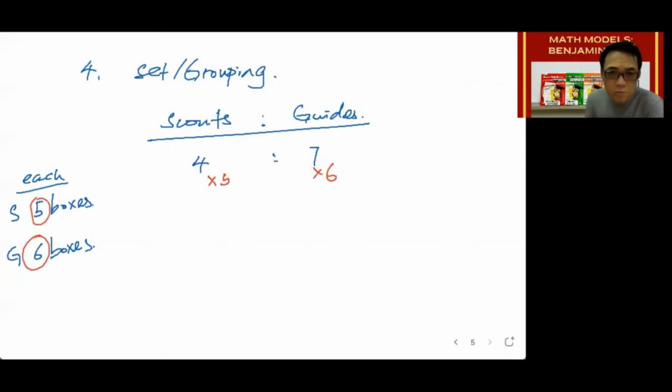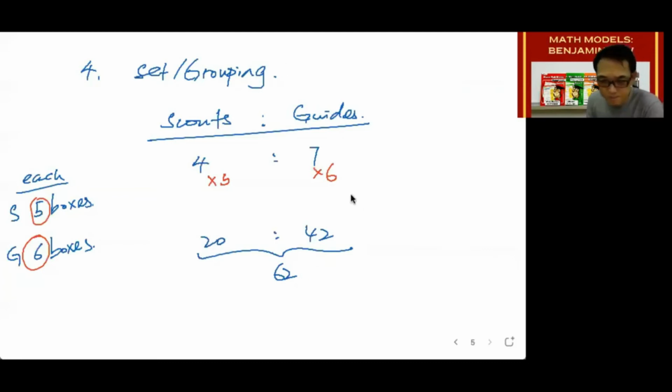After doing this, you should get a new ratio of 20:42. Now, the original ratio is based on the number of scouts and guides, and the new ratio is based on the number of boxes they have sold in unit form. So all you got to do is add these 2 numbers together to get 62 units, and this number normally represents a certain given value.